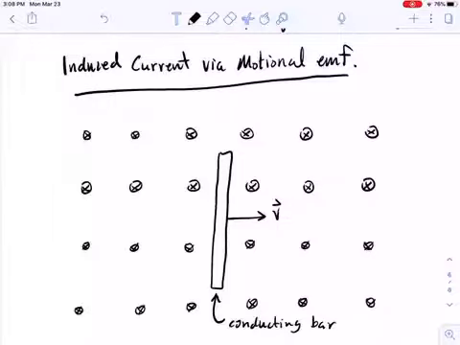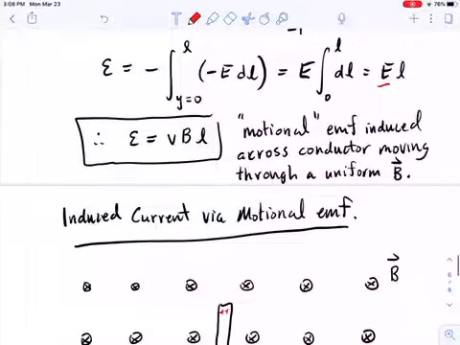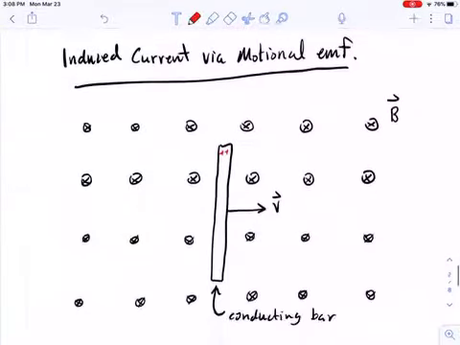Now we know that if this magnetic field is a constant B, then we'll get an induced EMF across our bar, and that induced EMF will be equal to the speed times the magnetic field times the length of this bar. And so we already saw that we would get positive charge collecting at the top and negative charge collecting at the bottom.